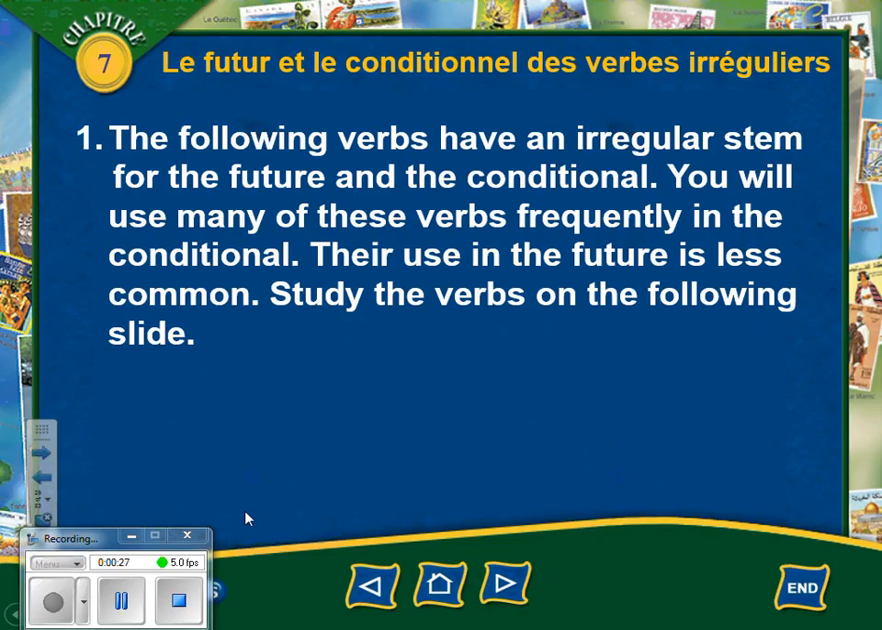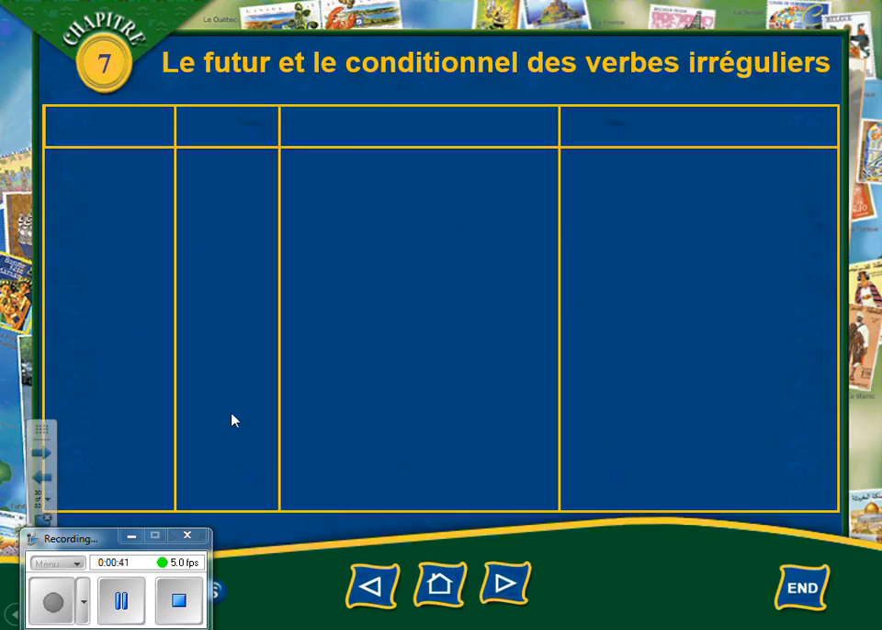I would say for this slide, just write the title, the future and the conditional of irregular verbs. You don't have to worry about the rest of this. All right, so we'll start with the infinitive of each verb. Then we'll look at their irregular stem. Then we'll add the future endings and then the conditional endings. And across, you're going to see each verb.